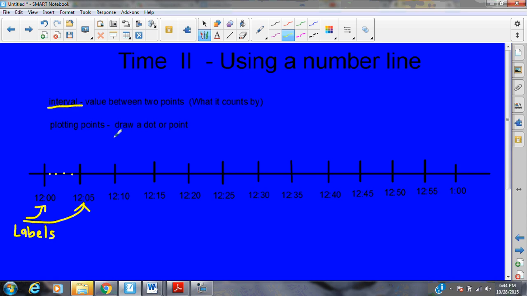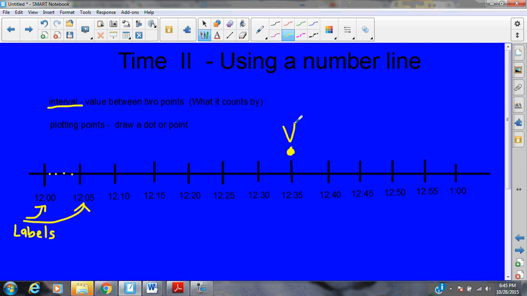Plotting a point means to draw a dot or a point where they tell you to. And sometimes they'll tell you to put a letter there. So if I was going to plot a point at 12:35, I would find 12:35 and I would just draw a dot there, and maybe they were going to tell me to label that V. So I would just label it V, just like that.